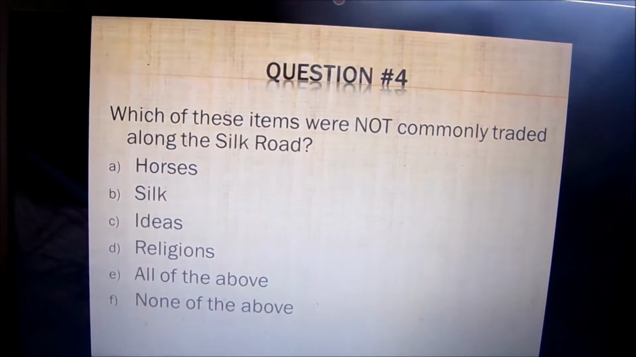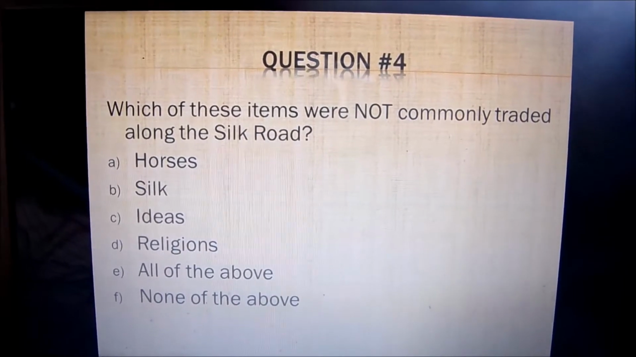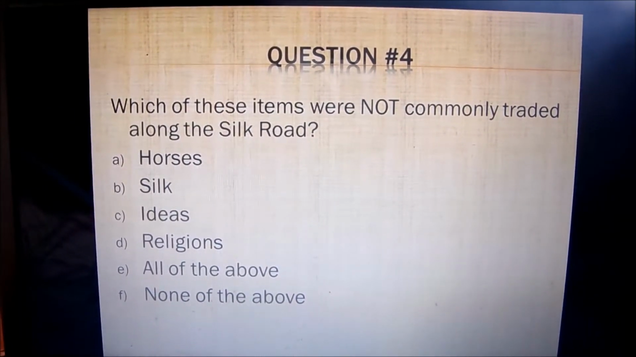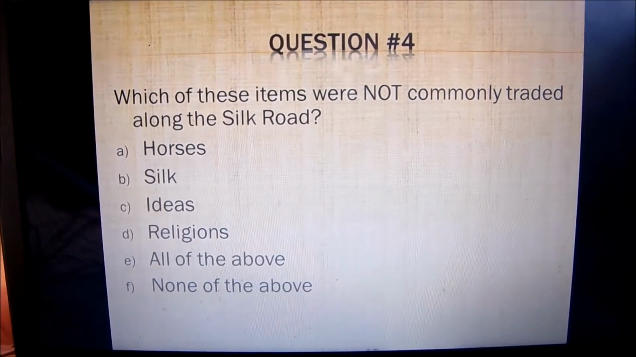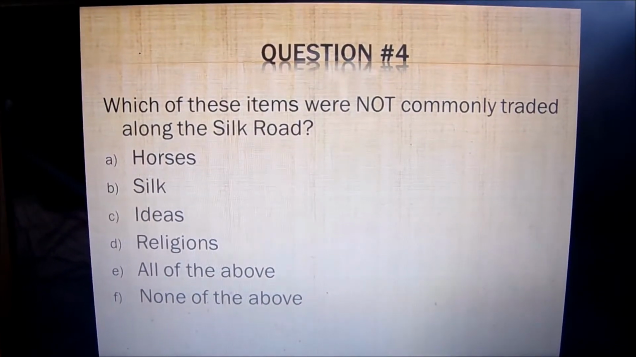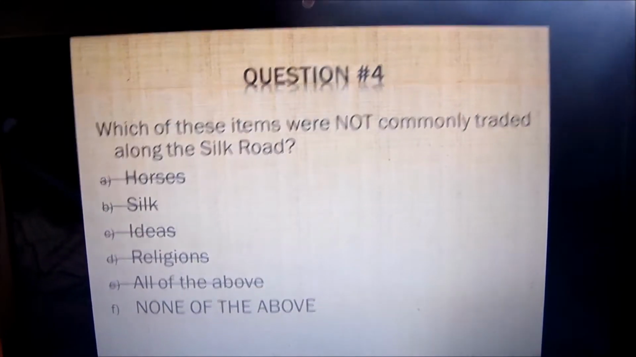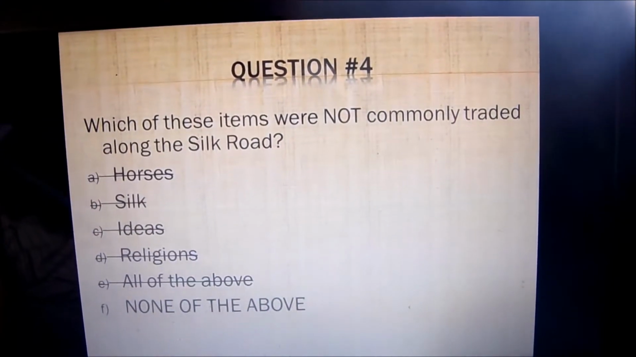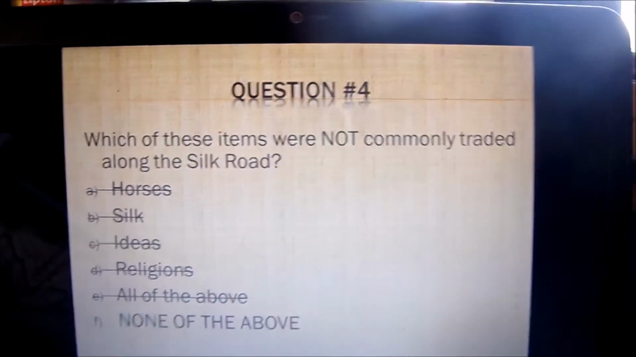Question number 4. Which of these items were not commonly traded along the Silk Road? A, horses, B, silk, C, ideas, D, religions, E, all of the above, or F, none of the above? The correct answer is F. None of the above were not commonly traded. All of these items were usually traded very commonly between point A and point B.